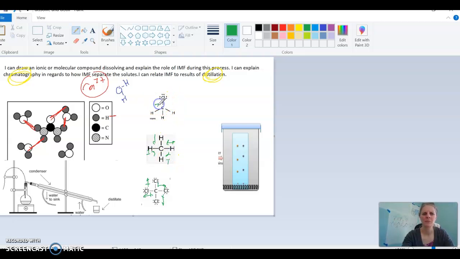The only one that happens to be polar is this one here, because your chlorine is more electronegative than the carbon, so it creates a pretty good polar bond. And these ones are all pushing inward also.